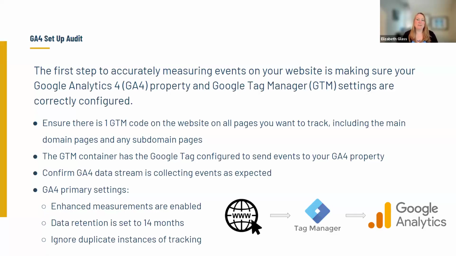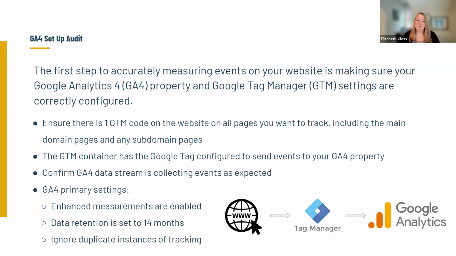So your first step is to make sure that you are accurately measuring your website and make sure your Google Analytics property and your Google Tag Manager settings are correctly configured. So looking at your GTM, you want to make sure that you do have a Google tag that's configured to send the event information over to your GA4 property through the measurement ID. You do want to ensure that there is just one GTM code on your website on all the pages you want to track, including your main domain pages and any subdomain pages.